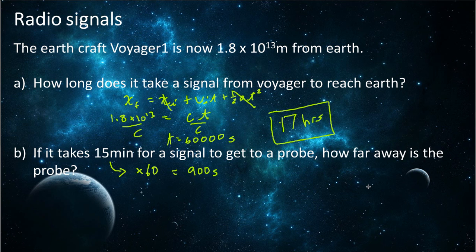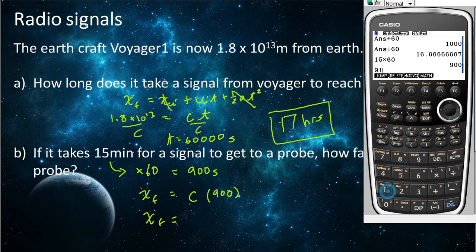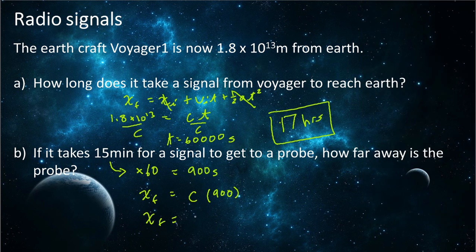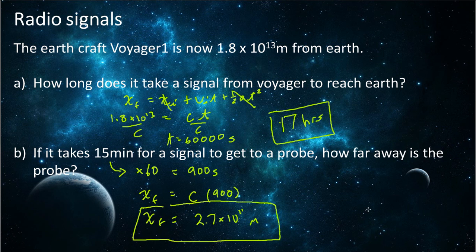So same one as up there. So we want to know how far away it is. So we want XF. We're going to say Earth is the starting point, so 0. The speed of light is c, and our time is the 900. So basically, I'm going to take 900 and multiply it by c. And we get 2.7 times 10 to the 11th meters. So pretty far.